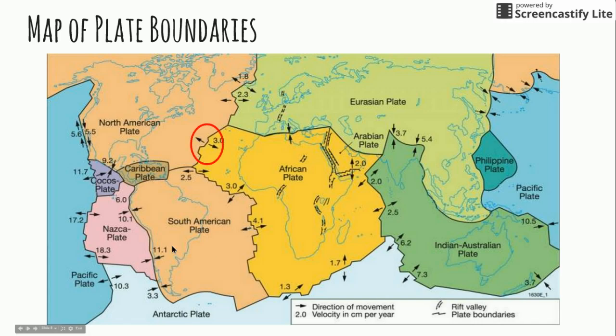So right here, if you see 2 arrows going away from each other, this is indicating a divergent boundary. And here we have 2 plates coming together, and this is a convergent boundary. And then you have these types of plates like you see on the western side of the United States where they're sliding past each other. And this is a transform boundary.